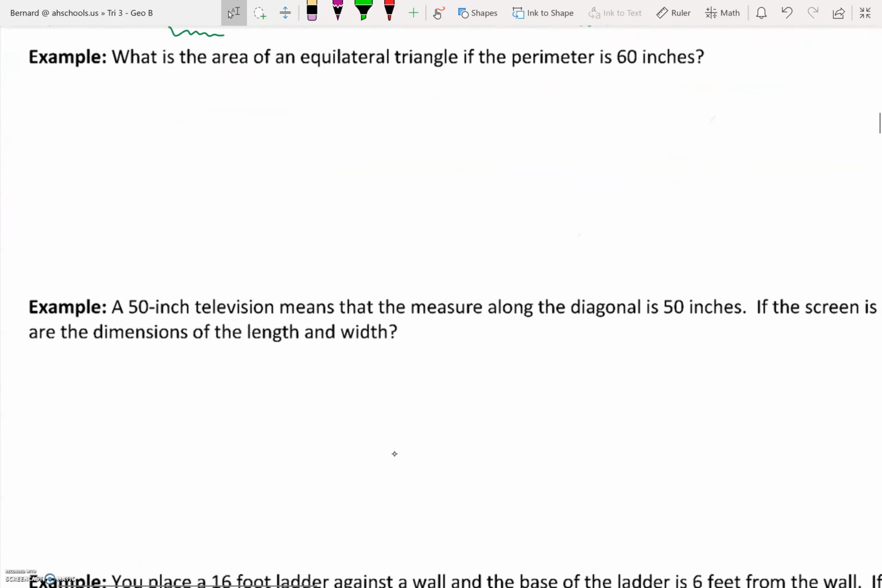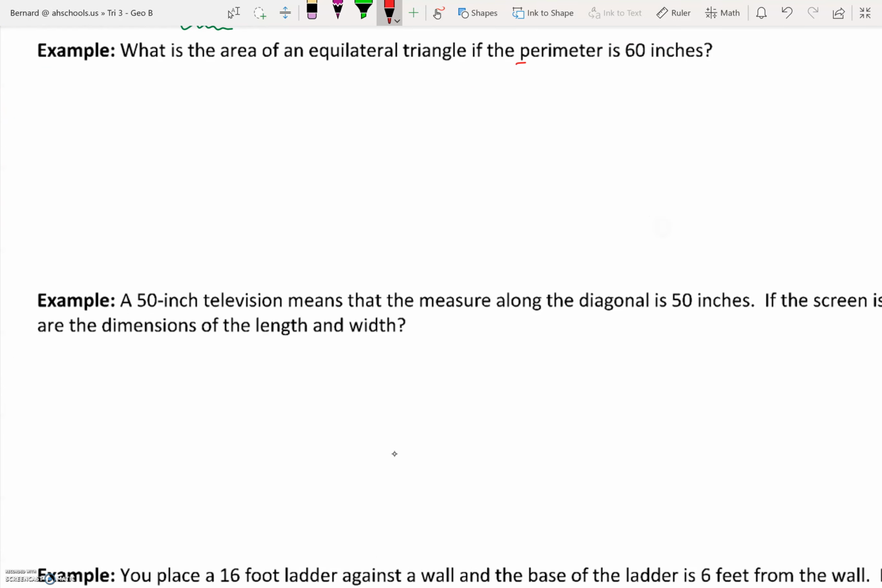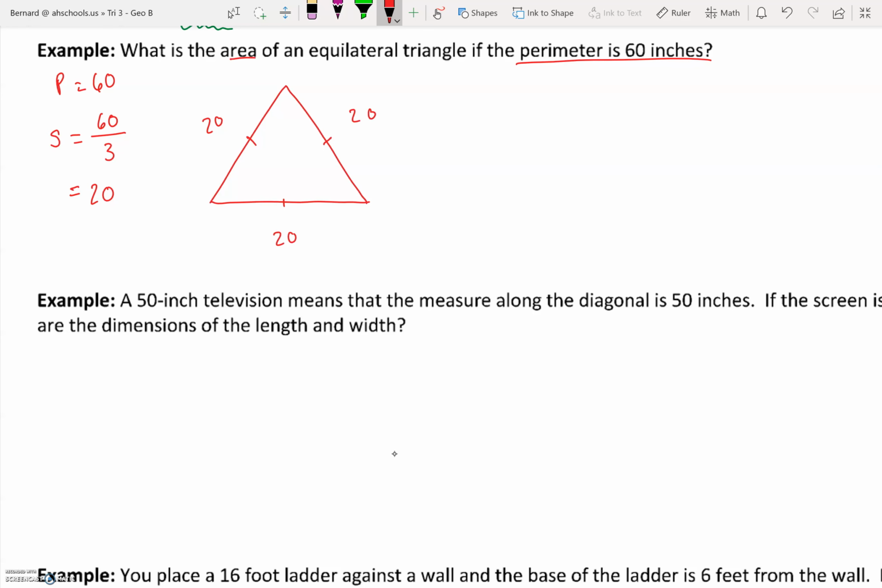So we need to find the area of an equilateral triangle, and all we're given is the perimeter. So let's draw an equilateral triangle real quick. Right here. Equilateral triangle means all 3 sides are the same. And the perimeter is all 3 sides added together. So perimeter equals 60. If all 3 sides have to be the same, then a side is going to equal 60 divided by 3 in this case, which means all 3 sides are 20. So let's put those around the outside. 20. Now we need area.